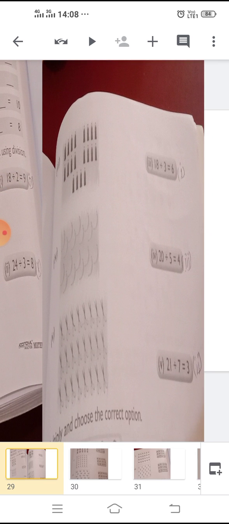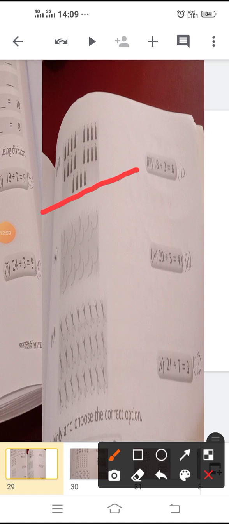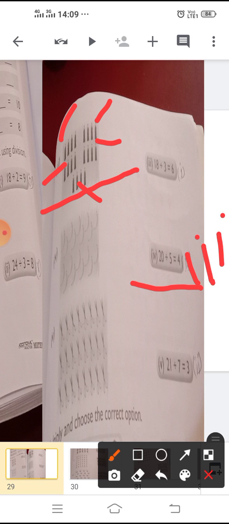Now one more I will tell you. These are Coke bottles. The total number is 20, there are 5 groups, and in each group it is 4 bottles. You can see the total number is 20, and in each group it is 4, and the total number of groups is 1, 2, 3, 4, 5. So 20 divided by 5 is equal to 4. So this is your third part. Understood?